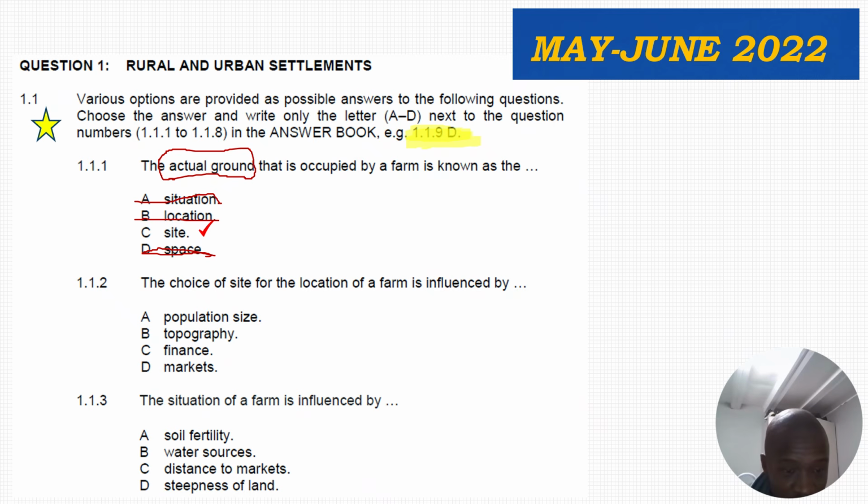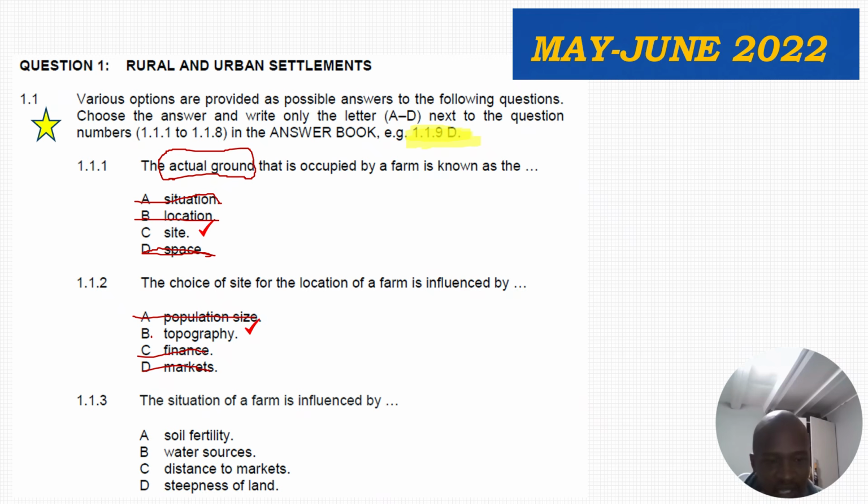From these options, which one speaks about the physical land? Is it population size? No. Is it finance? No. Is it market? No. But which one refers specifically to land, to topography, to relief? It's B, right? The topography, which is the shape of the land. Remember, site is the actual ground, actual land, right? So obviously it will be influenced by the topography, the shape of the land, which is option B, right?